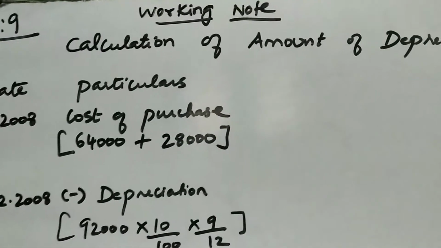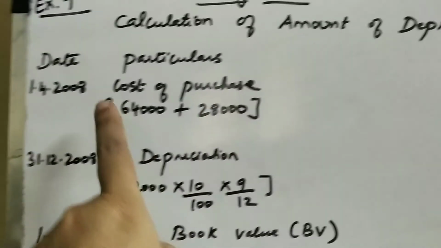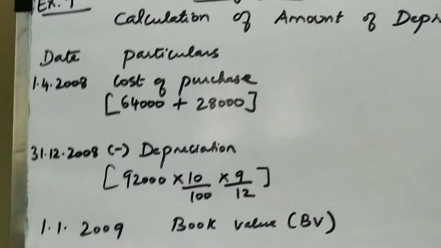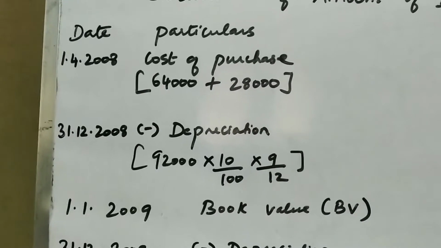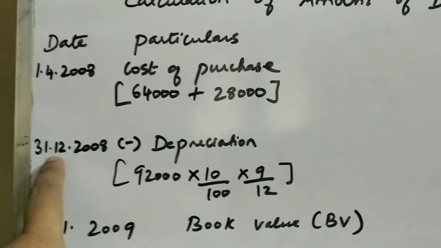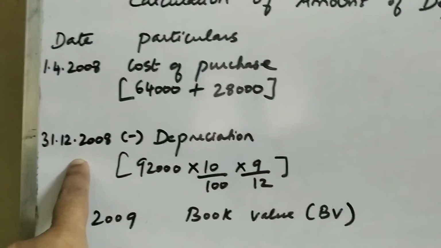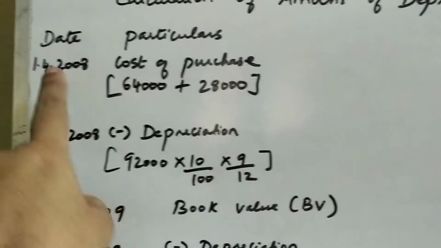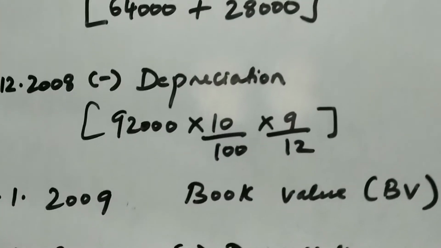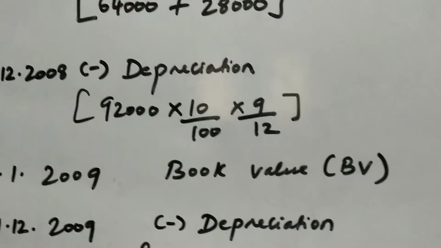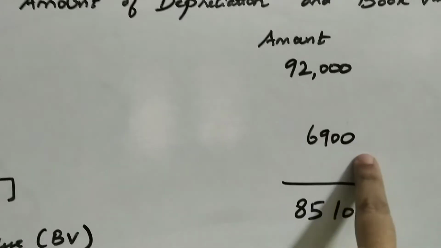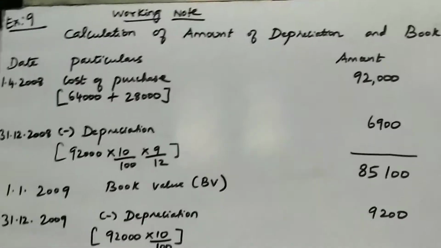So 92,000 into 10 by 100 into 9 by 12. Why are we putting this 9 by 12? It's nothing but from 1st of April till 31st of December, it is 9 months. So we are going to provide only for 9 months, from the date of purchase till the last day of the first financial year, 31st of December. So we are putting 9 by 12. So 92,000 into 10 by 100 into 9 by 12 gives us 6,900 as the depreciation.